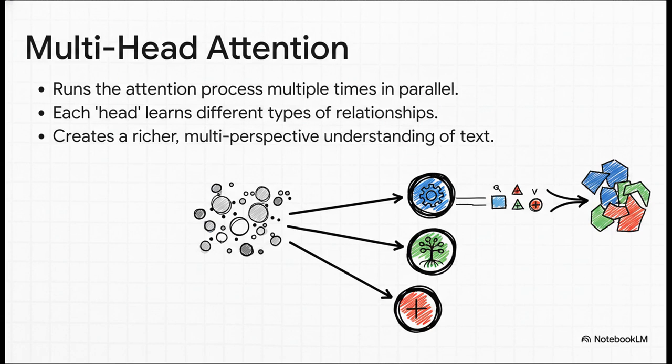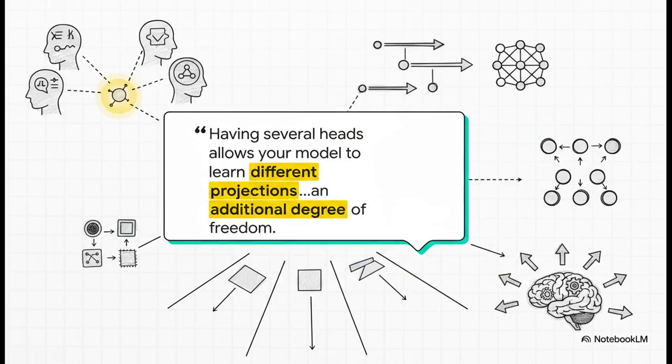The transformer doesn't just do this once. It uses something called multi-head attention. As you can see here, it's basically running that whole attention process multiple times, all in parallel. It's like looking at the sentence from 8 different perspectives all at the same time. So why do that? Why have all these different heads? Well, this quote explains it perfectly. It gives the model more degrees of freedom.